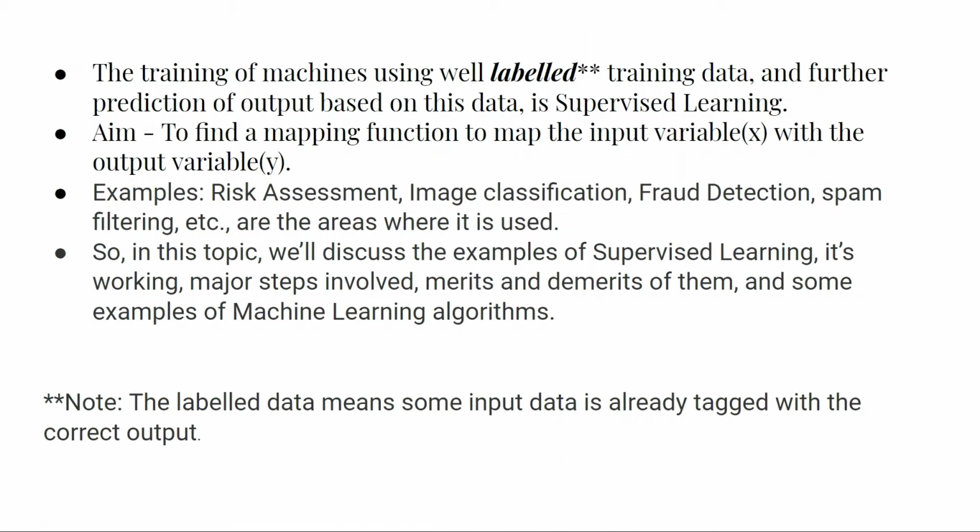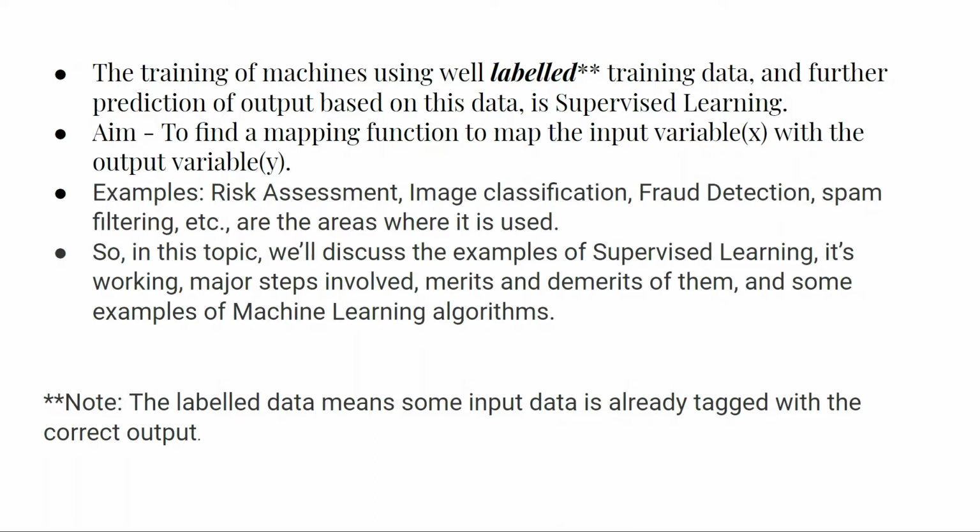So let's see what supervised learning actually is. We've already gone through this once, so in this video we'll be revising it. The training of machines using well-labeled training data and further prediction of output based on this data is supervised learning. Its aim is to find a mapping function to map the input variable x with the output variable. Some examples would be risk assessment, image classification, fraud detection, spam filtering, etc. These are the areas where supervised learning is used.